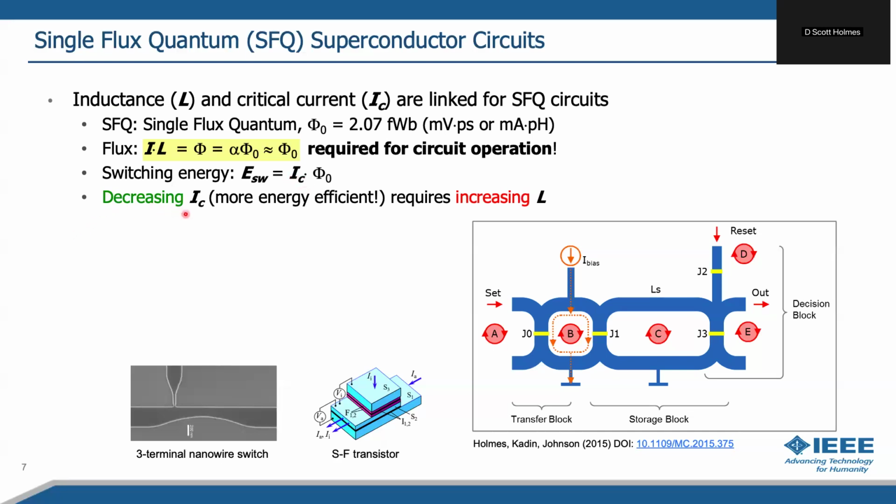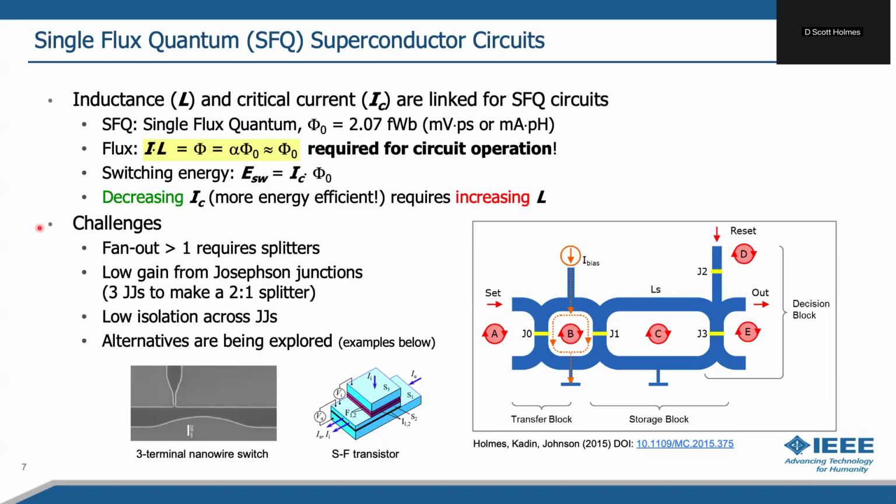Now, if we decrease the critical current, it becomes more energy efficient, because for the single flux quantum, this quantity has to be conserved. If we decrease the current, we need more inductance. And we can supply that by wiring. Wiring has a combination of magnetic inductance and kinetic inductance, or we can use junction-like devices. Josephson junctions also have inductance. But if we go with lower current, we need more inductance.